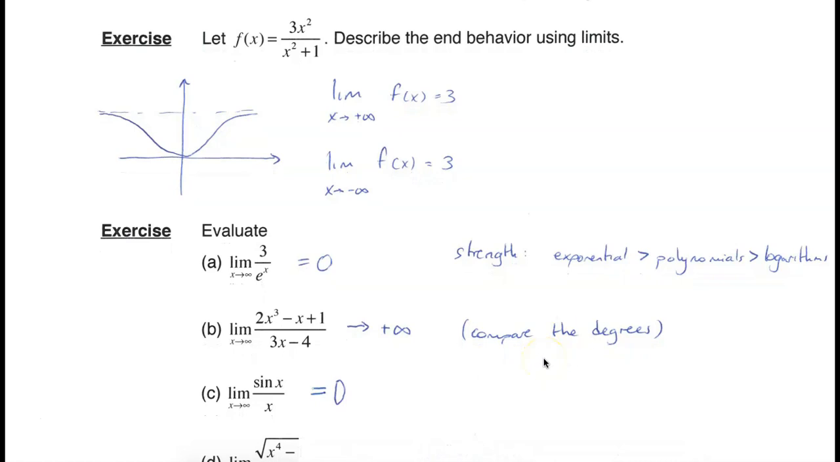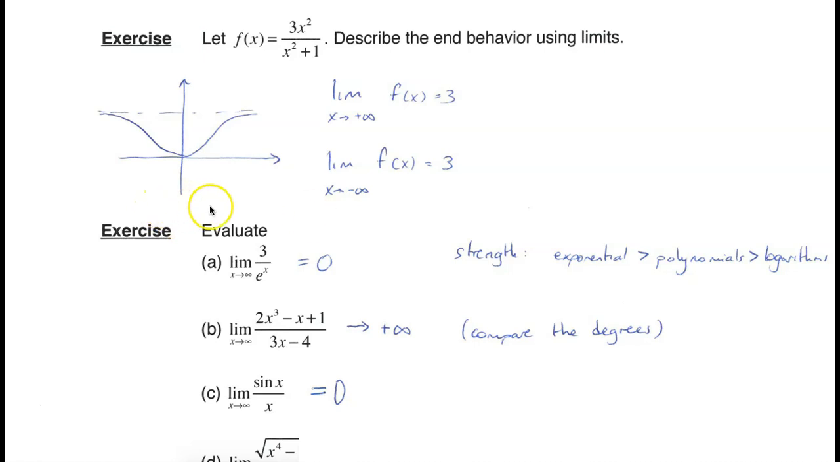So, first example, describe the end behavior using limits for the function given here. So we have seen that you can use the rule that when you have a polynomial over a polynomial, you compare the degrees, and if the degrees are the same, then you have to take the ratio of the leading coefficients. So here it's 3 over 1. And that means the limit as x approaches infinity is 3 over 1. Likewise, the limit as x approaches negative infinity is also 3 over 1.